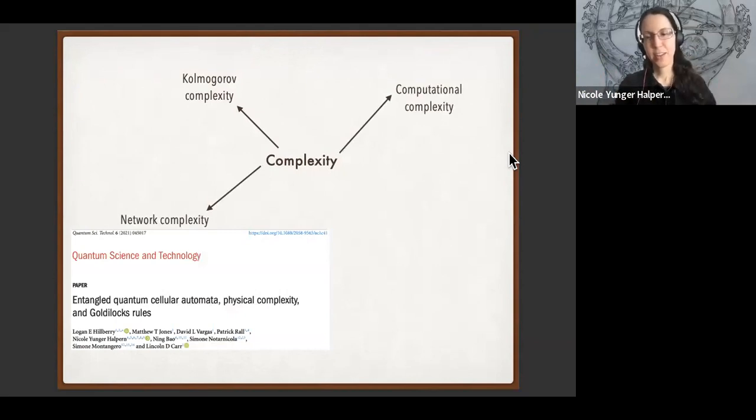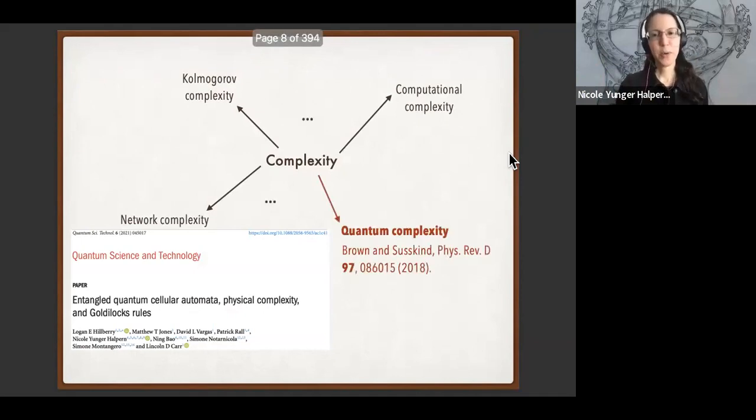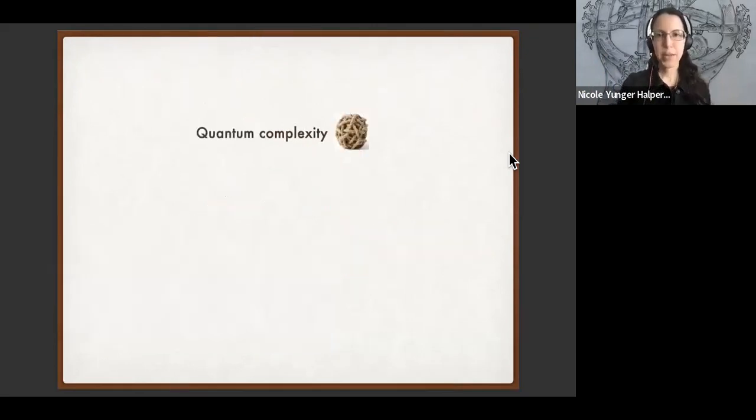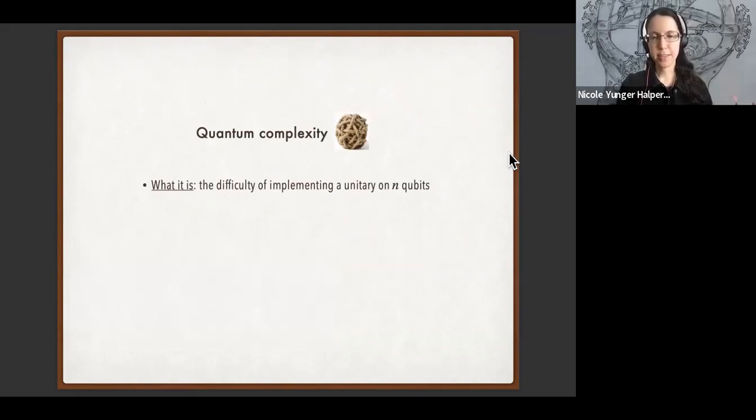And there are other uses of the term complexity, but the type of complexity that I'm going to talk about is generically named quantum complexity. It's been advocated for by a number of people. I'm going to focus on the perspective brought by Adam Brown and Lenny Susskind. By quantum complexity, I mean the difficulty of implementing a unitary on some set of n subsystems, such as qubits. For instance, in the absence of noise, to implement a unitary that's just the identity operation, you don't have to do anything. So the complexity is 0.